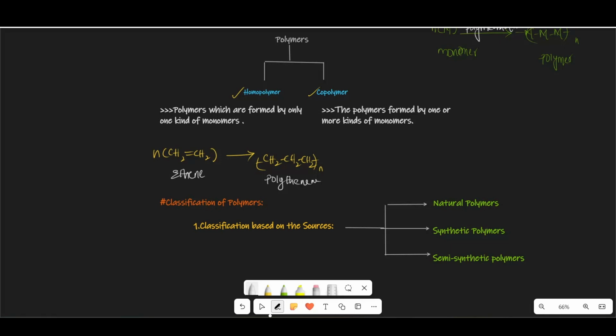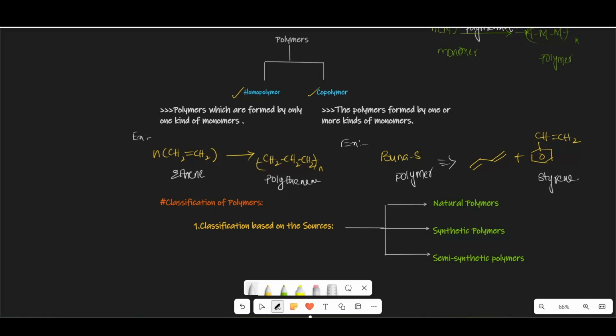Copolymer means we will take different types of monomers. Let me tell you one example for copolymer. Here this is the polymer, and its monomers are, let me write here, styrene. These two are its monomers. This is styrene. So I hope this is clear, right?